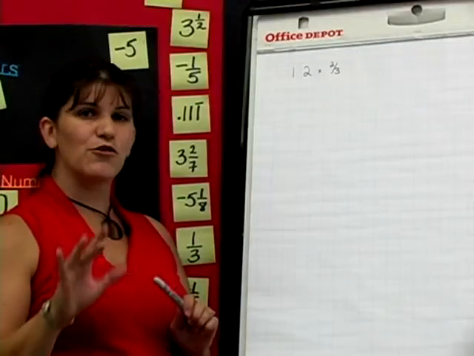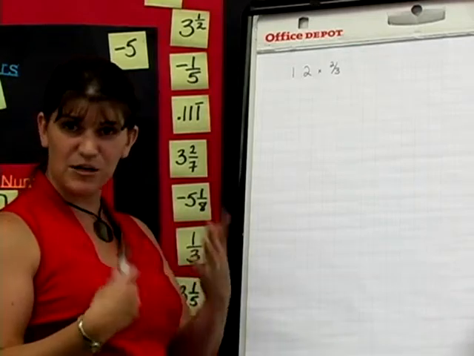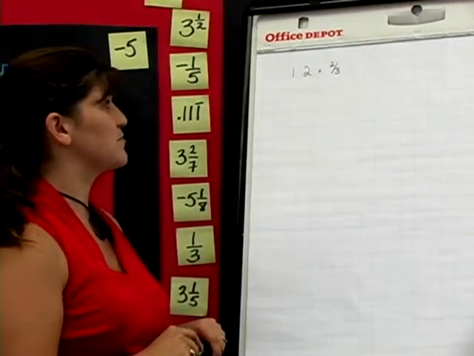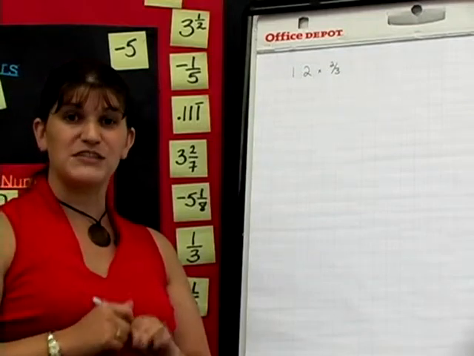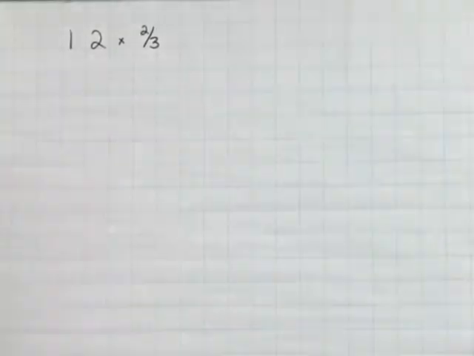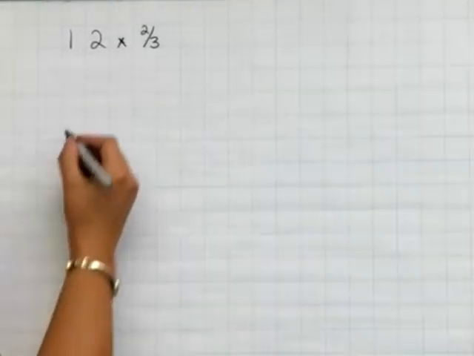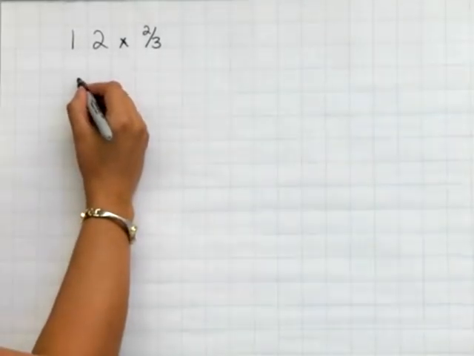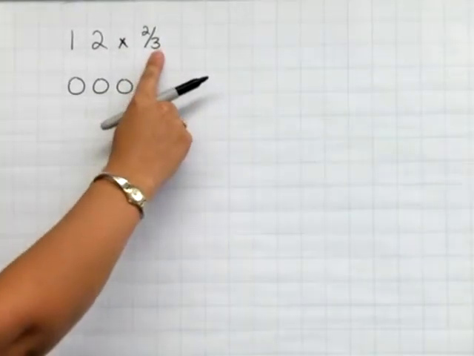Now, before we actually do the numbers, I'd like to draw a picture to help diagram so you can visualize this problem. This multiplication symbol actually means groups of. So it helps to look at this. This problem isn't just 12 times 2/3, it's 12 groups of 2/3. So I'm going to draw that now.